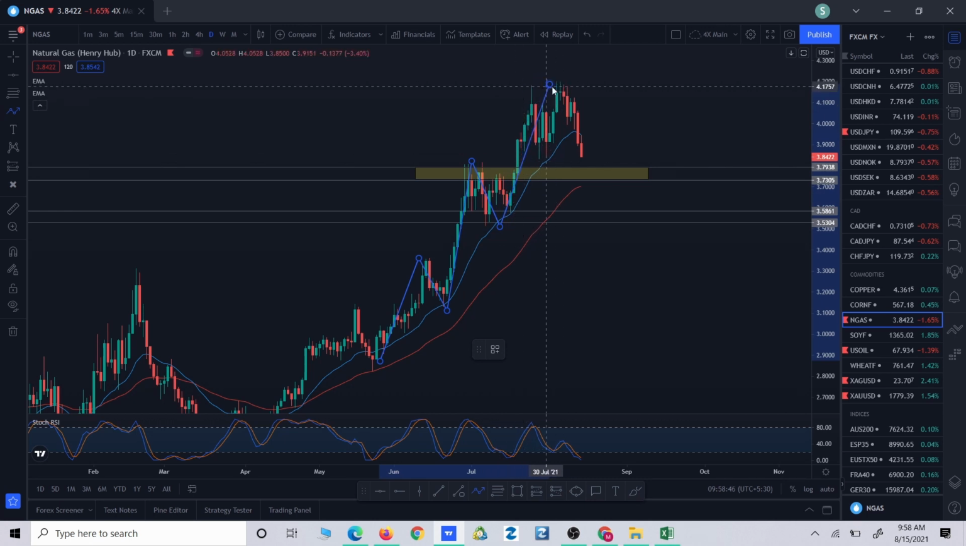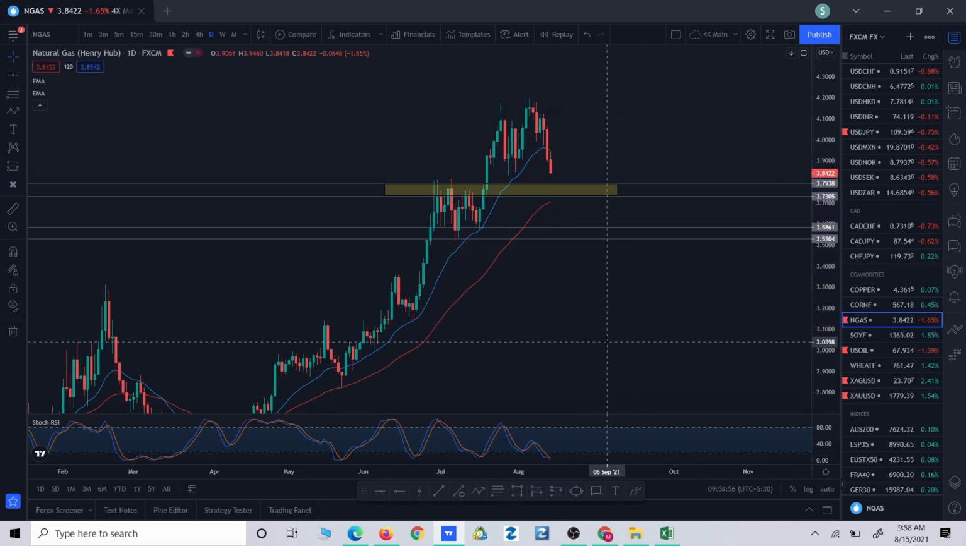Both of these zones are the same. Now the price is approaching this recent broken zone. So the price is bullish, as we can see. So what are the possible trading setups that we can focus on now?